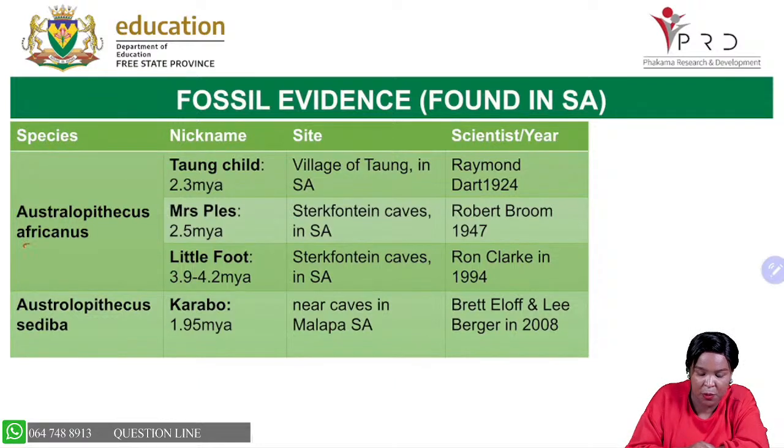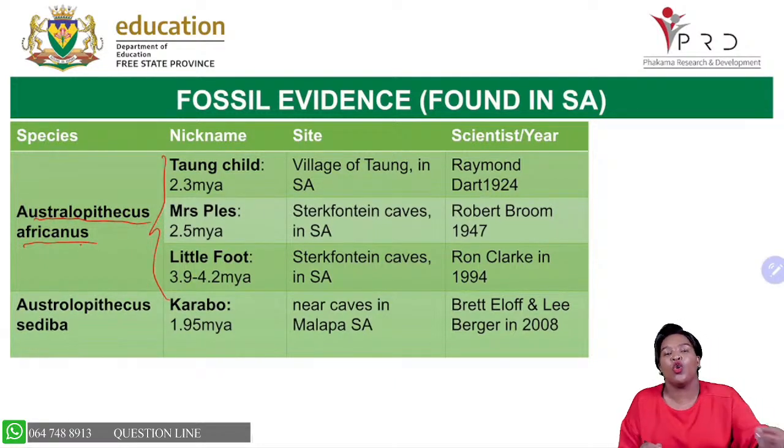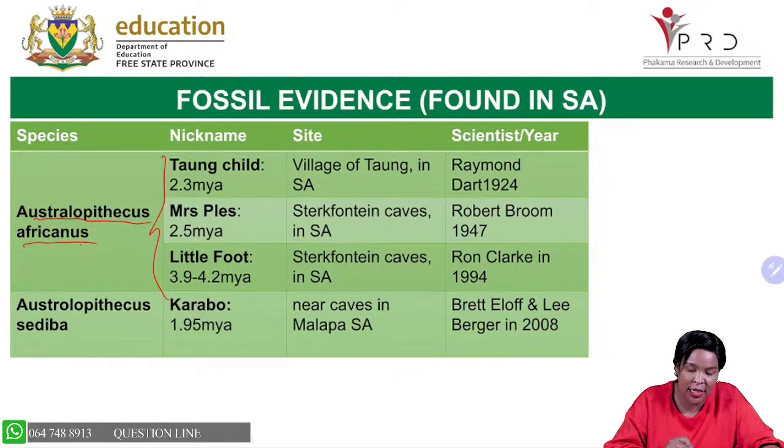Let us look at the first species. The first species that were found were Australopithecus africanus. So there are 3 examples of Australopithecus africanus that were found in South Africa. The first one is Dawnchild, which lived 2.3 million years ago.